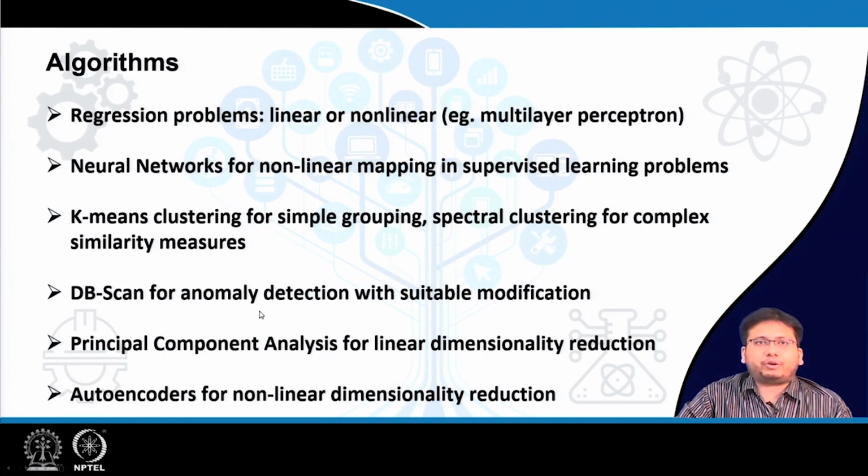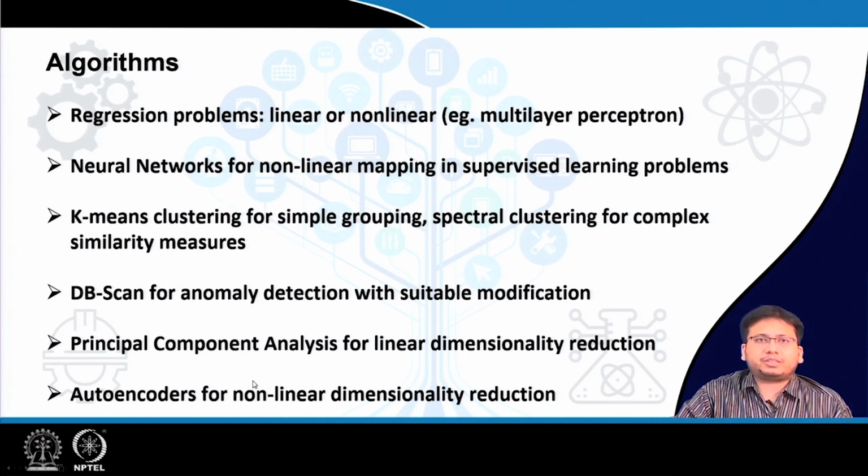Then for the anomaly detection problems, it is possible to use the DBSCAN algorithm for clustering, which we already discussed, but we also identified that it has certain drawbacks. It might be possible to modify the DBSCAN algorithm to cover those drawbacks in certain specific settings of some specific problems. Now, we also talked about the dimensionality reduction problem.